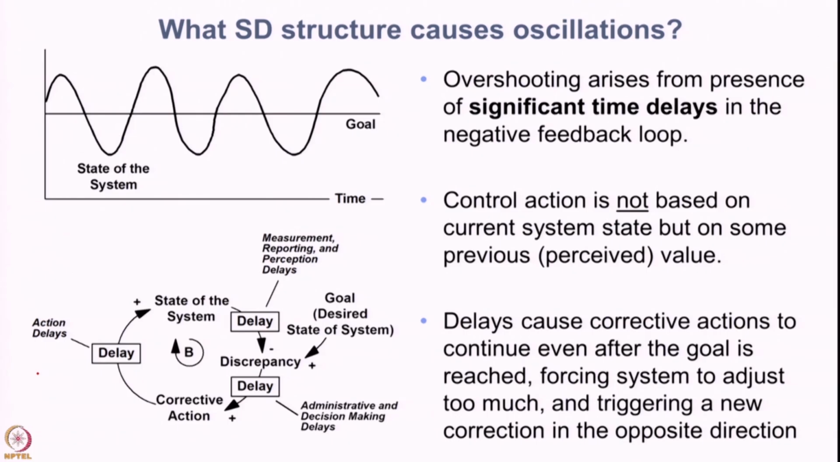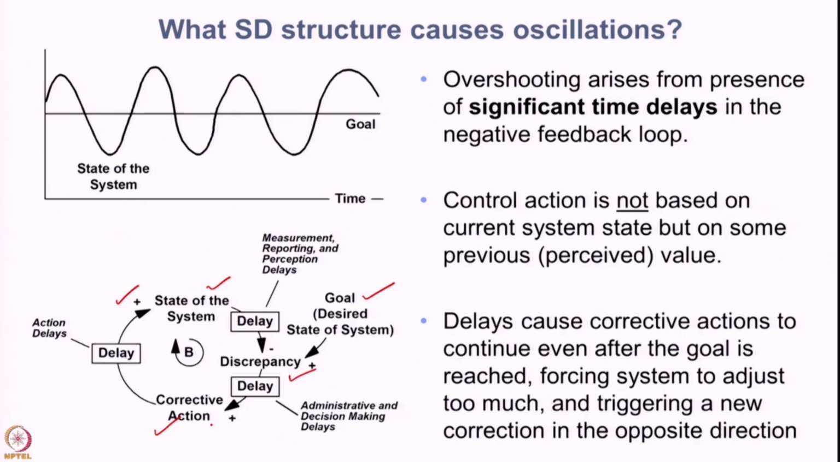Now, let us first observe the causal structure that is shown on the bottom left. Here you can see we have the state of the system, we have the goal of the system, and the difference between the state and the goal is observed as a discrepancy, and based on the discrepancy some corrective action is taken which affects the state of the system. This loop is a negative feedback system.